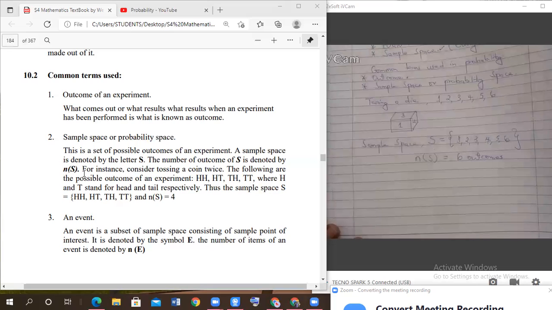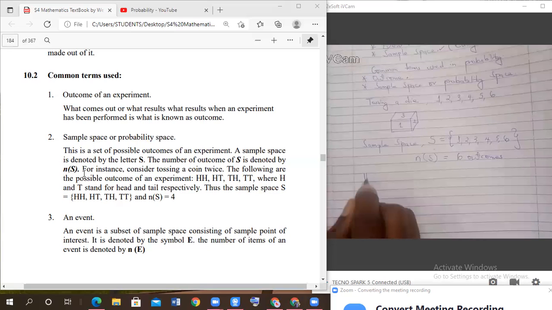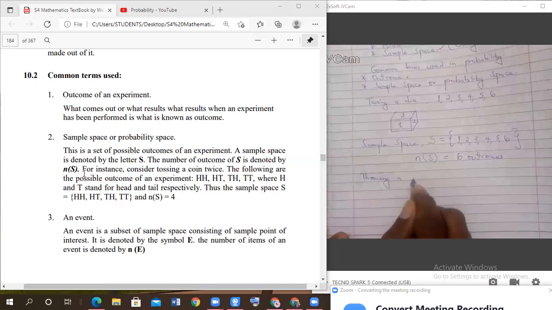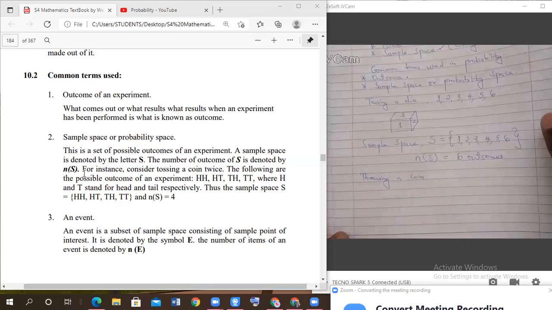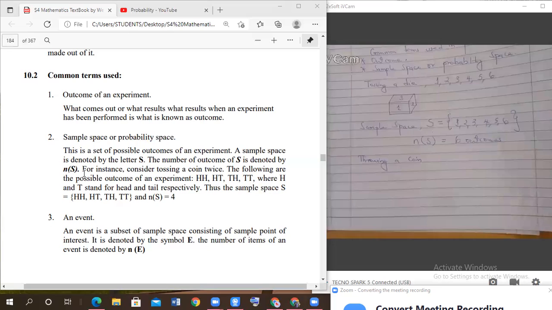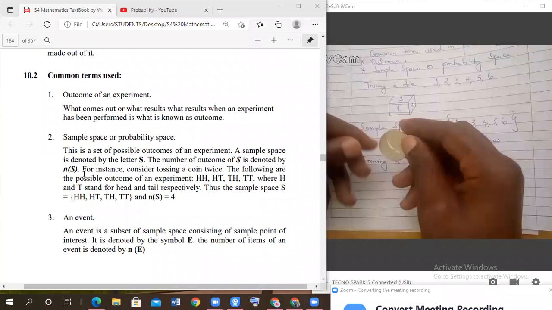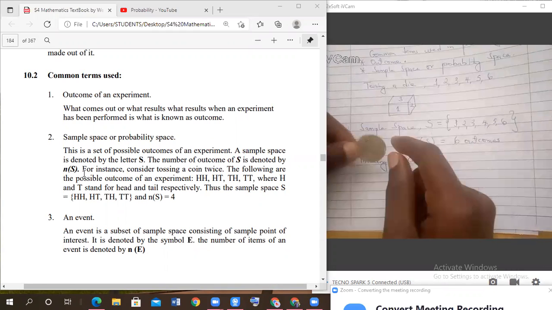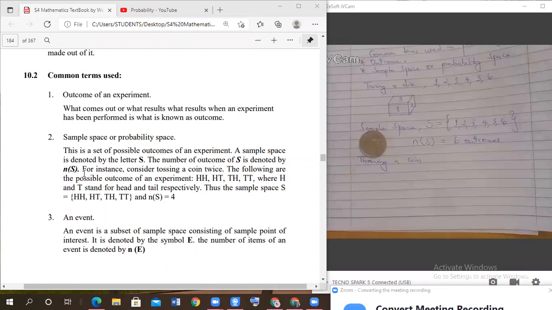Another example we can put there is when you throw a coin. Like mine is here, you can see it from there. This is a 200 shilling note, so I will take this one to be the head. I wish I had a 500 shilling. Members, I don't have a 500 shilling here. Let me check. Hey, I have one here.